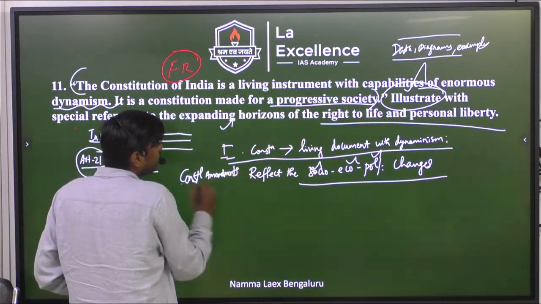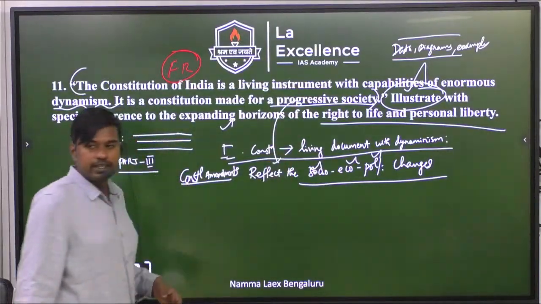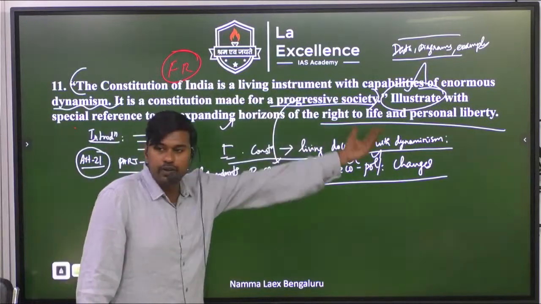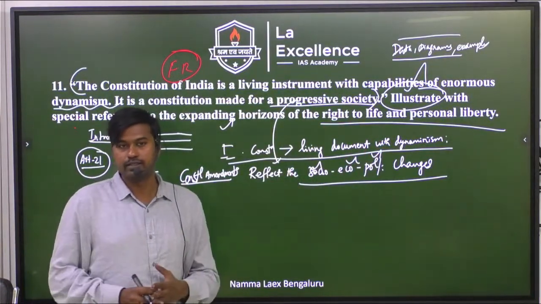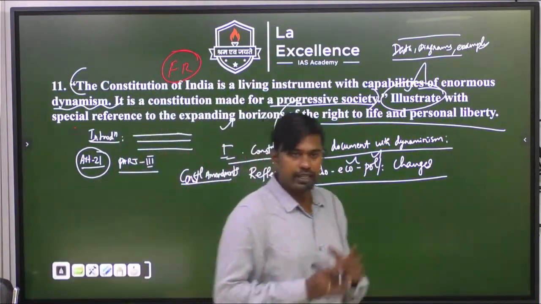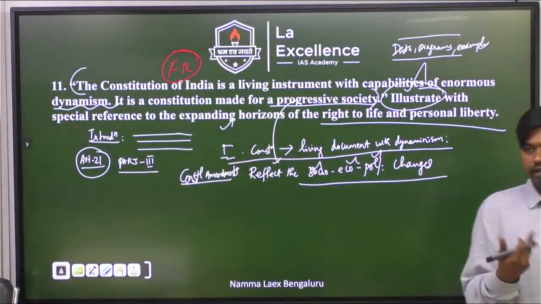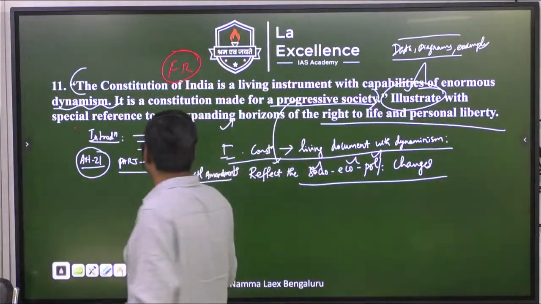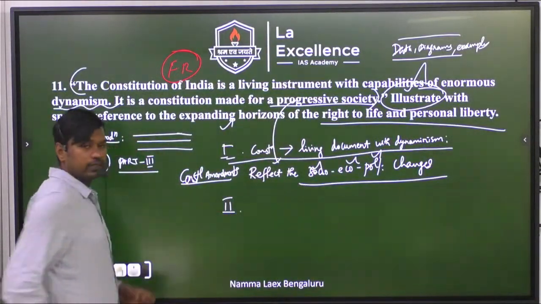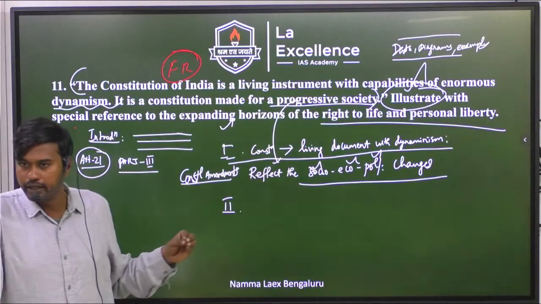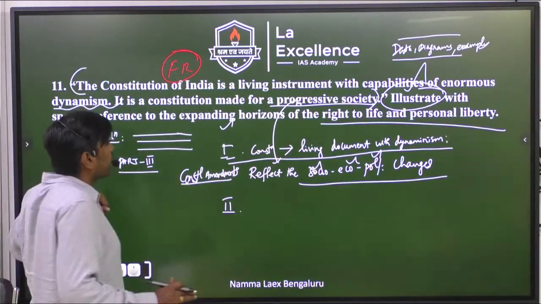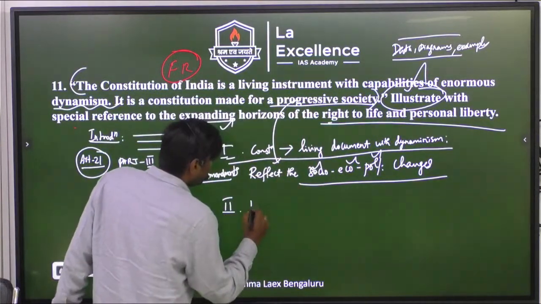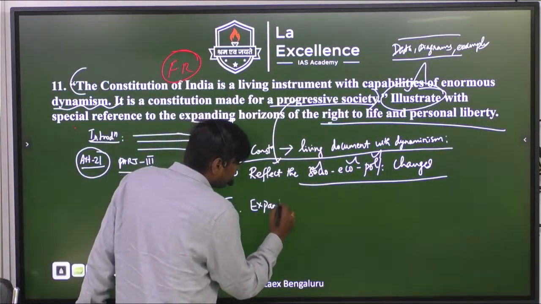And why are we doing it? Because it is a progressive society. Why is it a progressive society? Because we are progressively expanding the rights of citizens. Are you getting what I am saying? That's why the Indian constitution can be called progressive, as we are living in a progressive society. So justify this, then enter the second half of the question. That's the main component. You got the idea? Yes? Now going into the second one, illustrate with special reference to expanding horizons of... So what are the expanding horizons of?